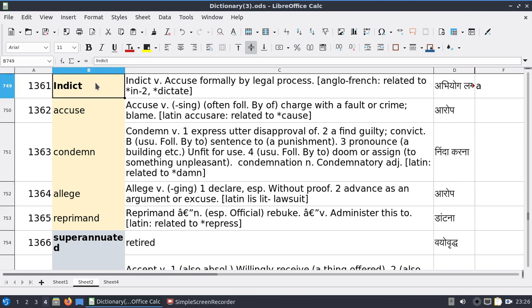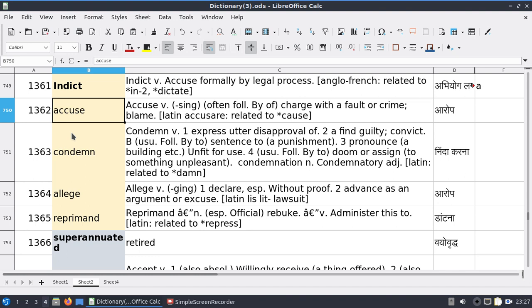Indict. Indict means accusing someone formally. In plus dictate. Dictate is writing. That's why it is formally accusing someone. That doesn't mean that it has been proved. It is not conviction. Indict only means it is accusing only. The bank manager was indicted for fraud. That means the bank manager was accused of fraud. Accuse is also charging someone with some crime. Accuse is definitely a synonym for indict.